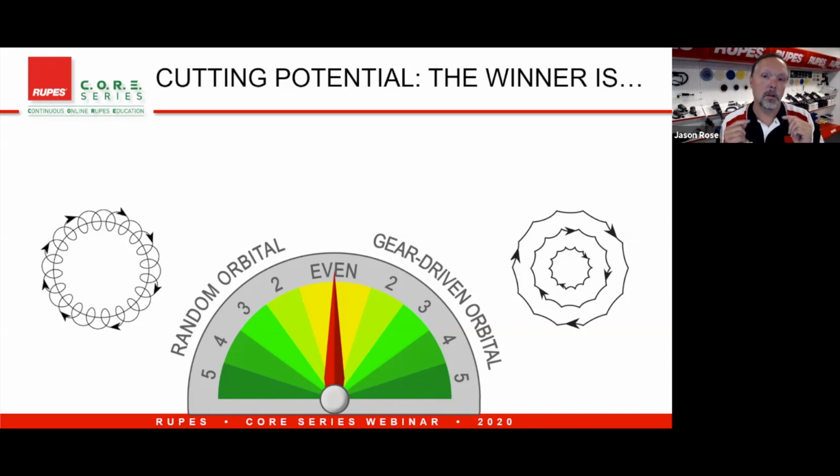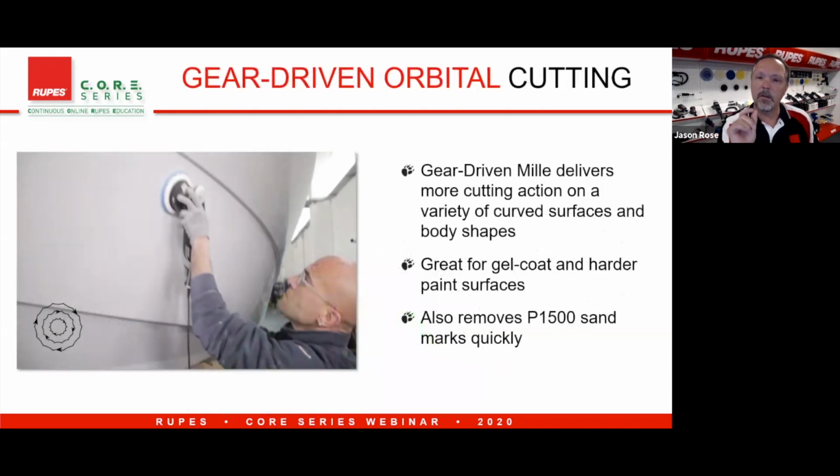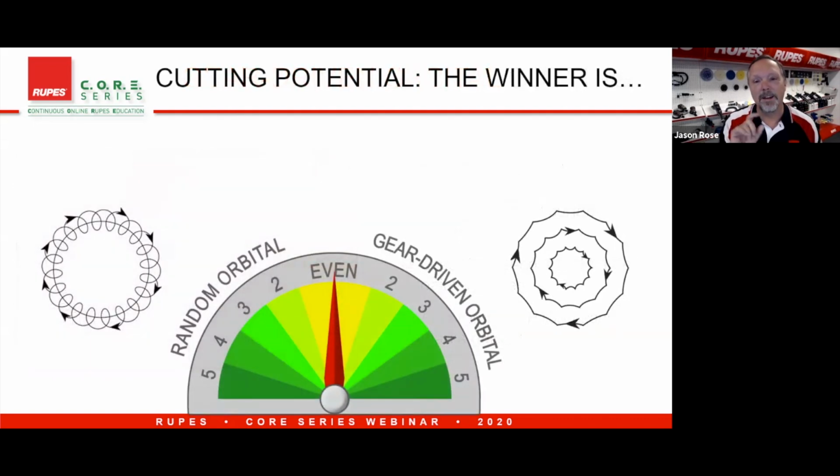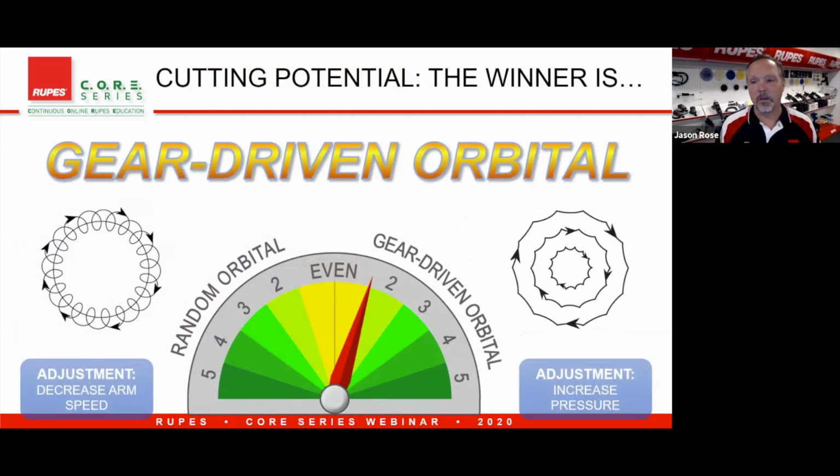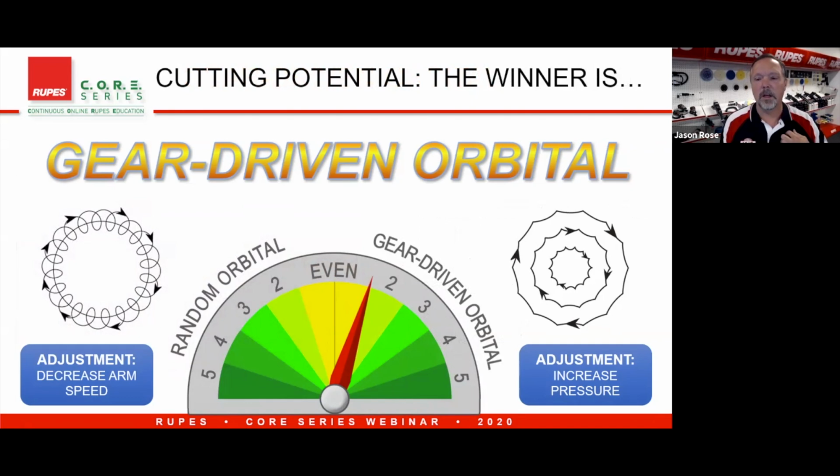To conclude about the cutting power comparison between these two tools, we will make the assumption that we are talking about the average user of these tools. So average knowledge, average experience, average skill set. If they picked up these two tools, what would the expectation of cutting power be? We will give it a very, very slight advantage on cutting power to Team Gear-Driven Orbital. And again, it's very, very, very slight, and there is the potential, especially on flat panels, for the random orbital to cut significantly more.